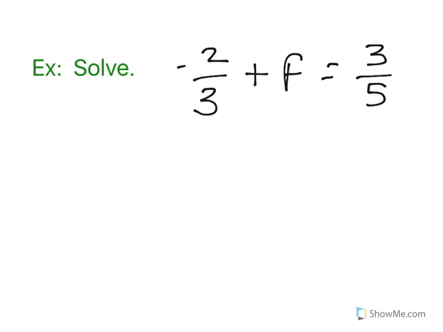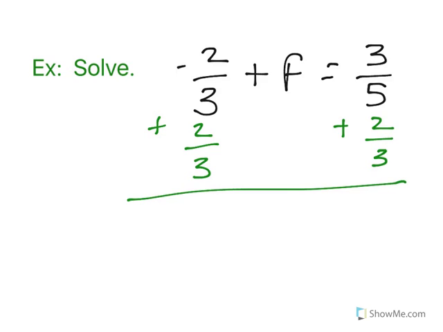Next, I have negative 2/3 plus our variable f equals 3/5. Again, I've got to get the f by itself, so I have to remove that negative 2/3. So the opposite of negative 2/3 is positive 2/3. So I'm going to add 2/3 to this side, and I'm going to add 2/3 to this side of the equation. So this is going to cross off to make my 0. I'm going to bring down my f.